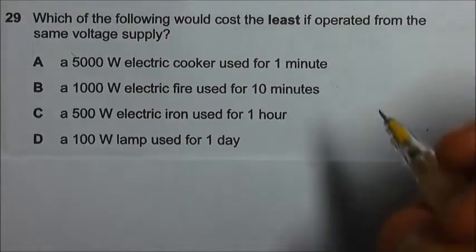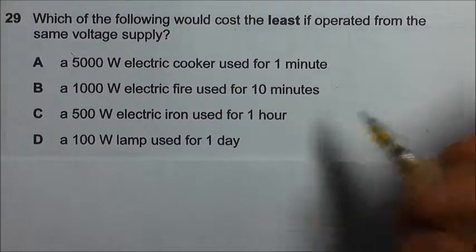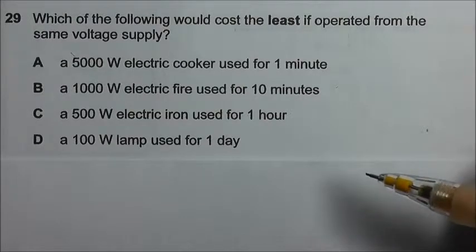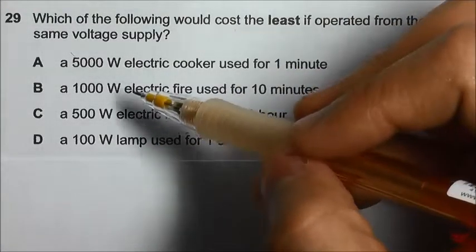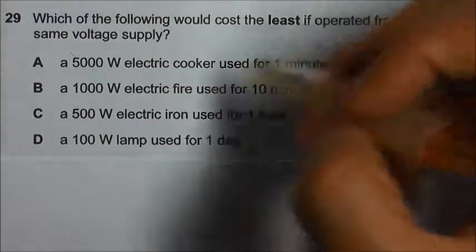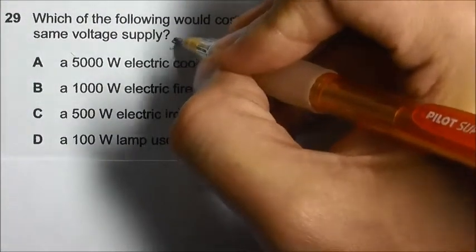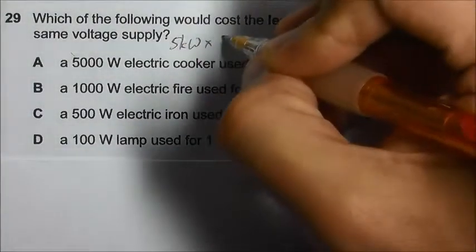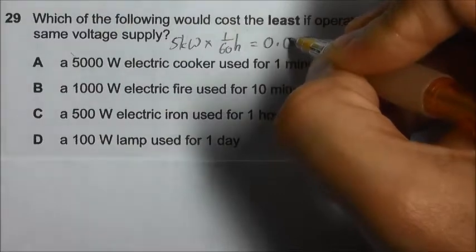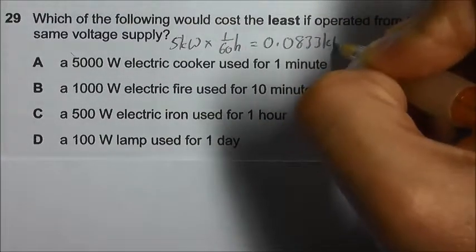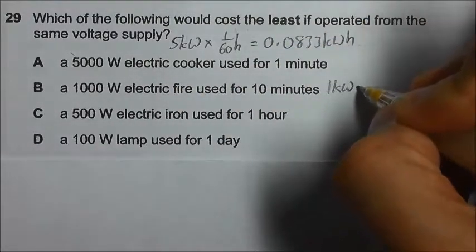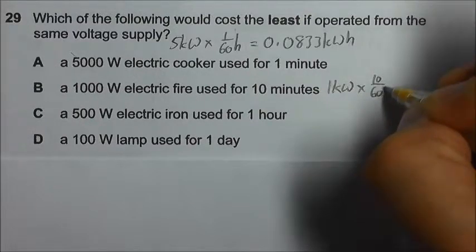To find out which of the following costs the least, we have to check which of the following uses the least energy in kilowatt hour. So to find the energy in kilowatt hour, we need to change the watt into kilowatt, and we need to change the time into hour. So option A, it will be 5 kilowatt multiplied by 1 over 60 of an hour. So that will give us 0.0833 kilowatt hour. Option B, it will be 1 kilowatt multiplied by 10 over 60 of an hour.